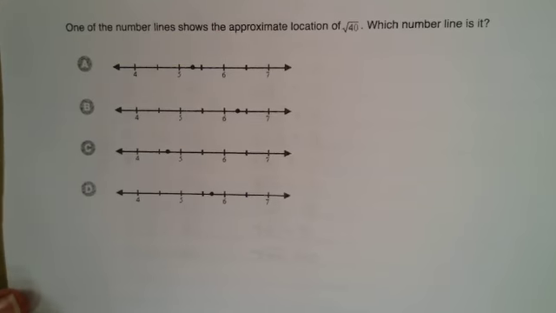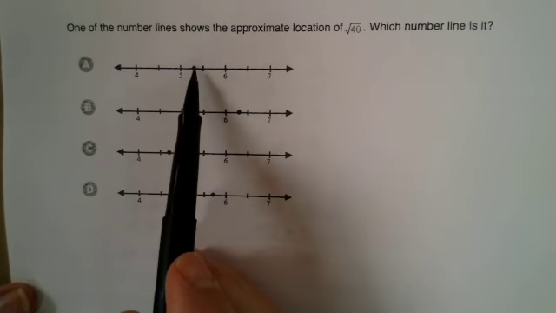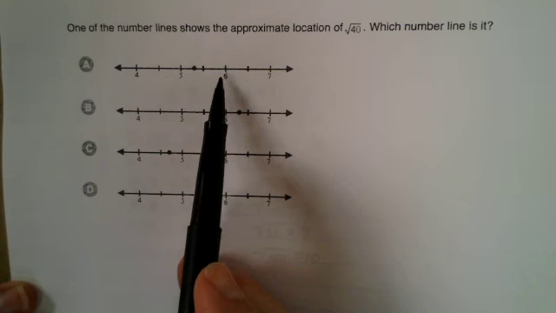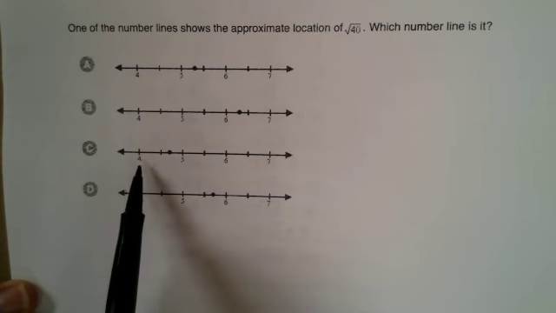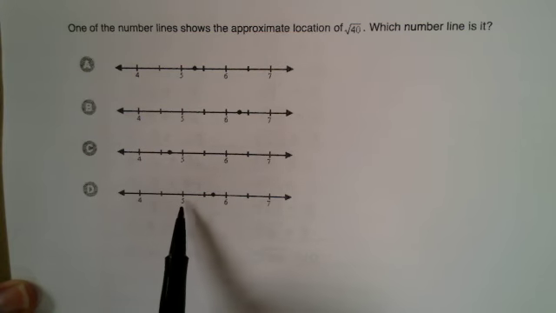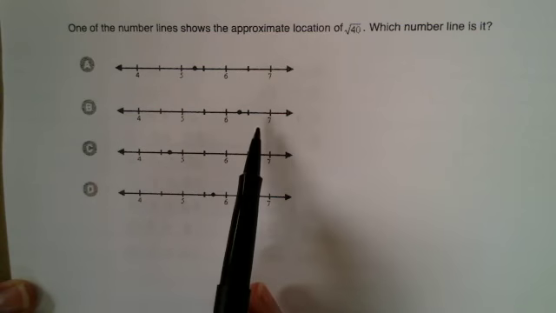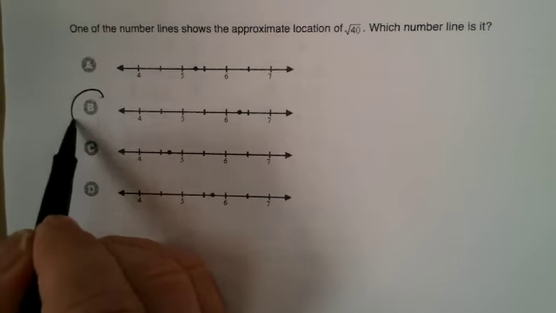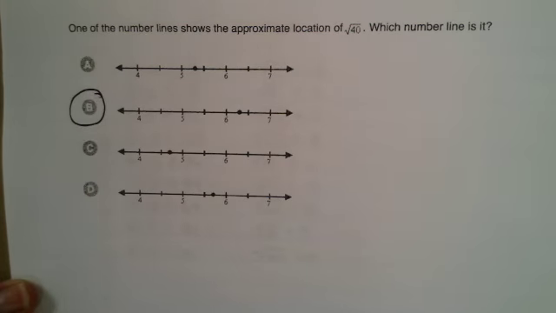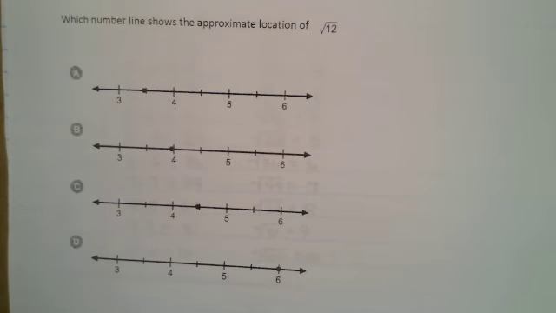So let's look at our choices. This dot is in between 5 and 6. This dot is in between 6 and 7. This dot is in between 4 and 5. And this dot is in between 5 and 6. The only one that has a dot in between 6 and 7 is B.